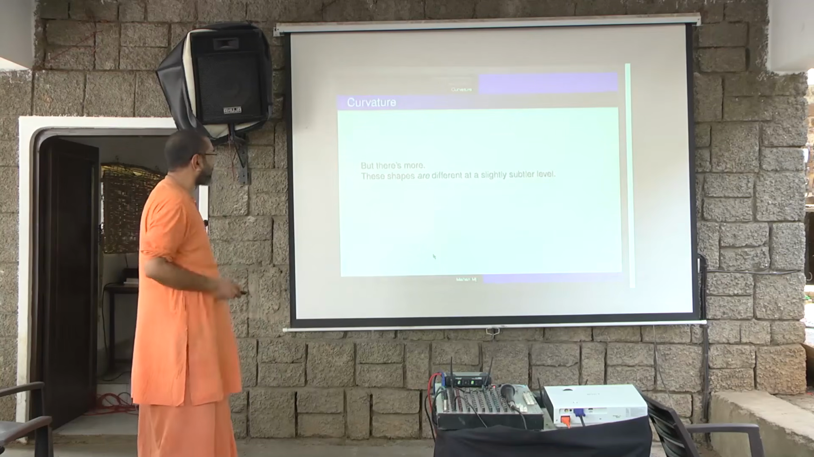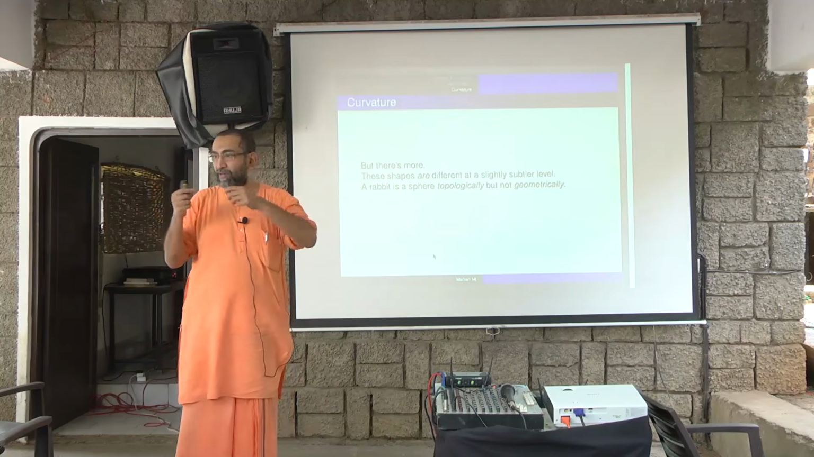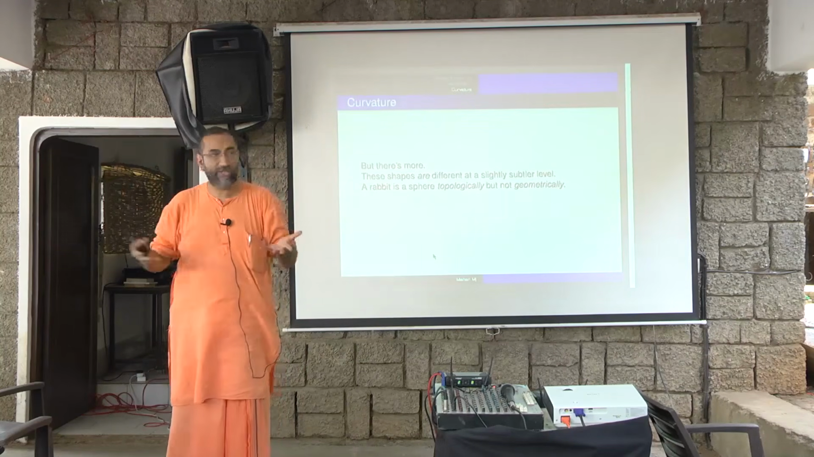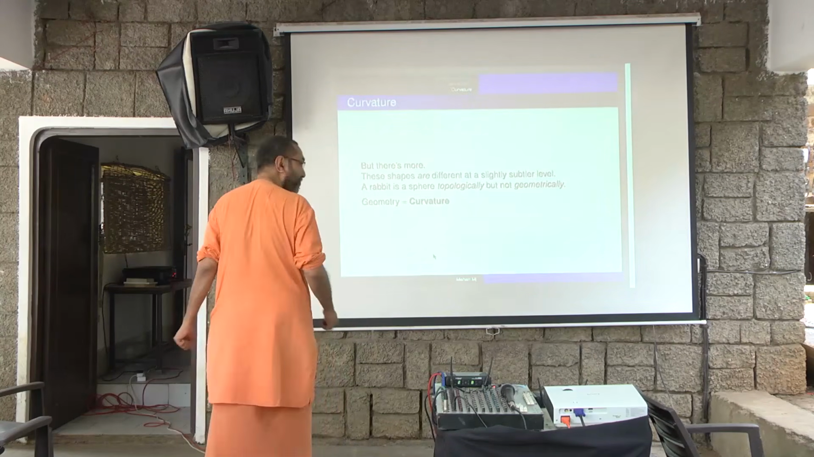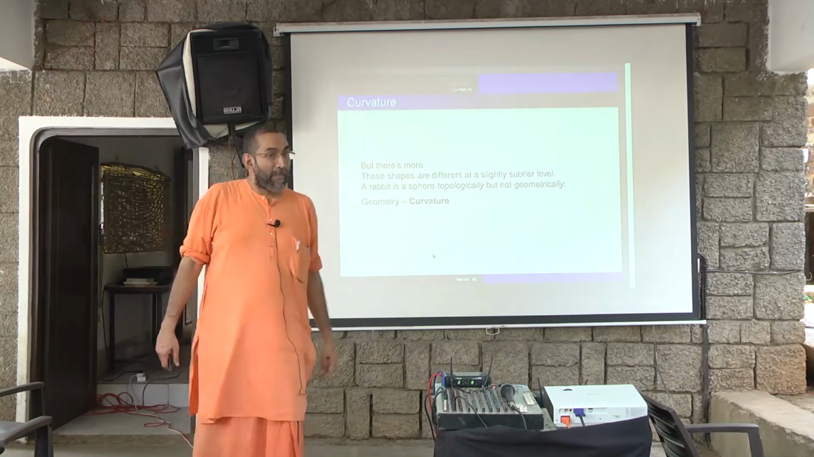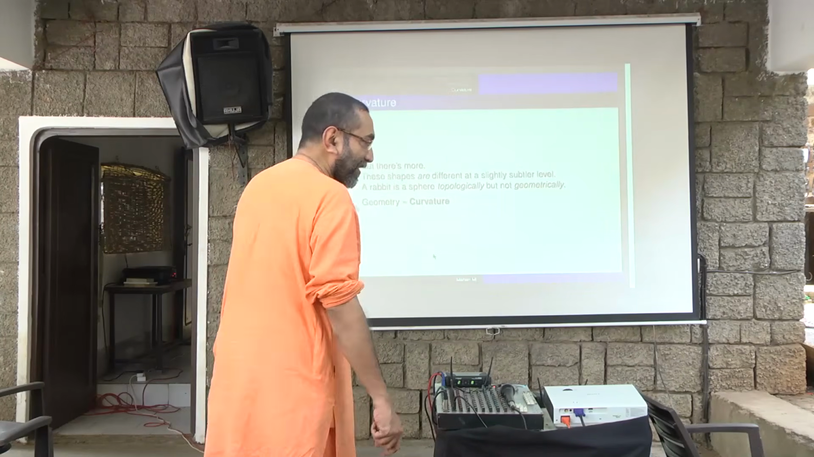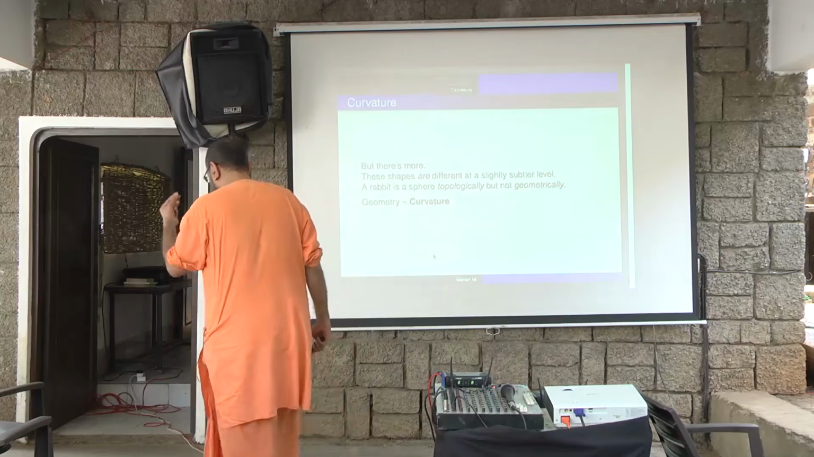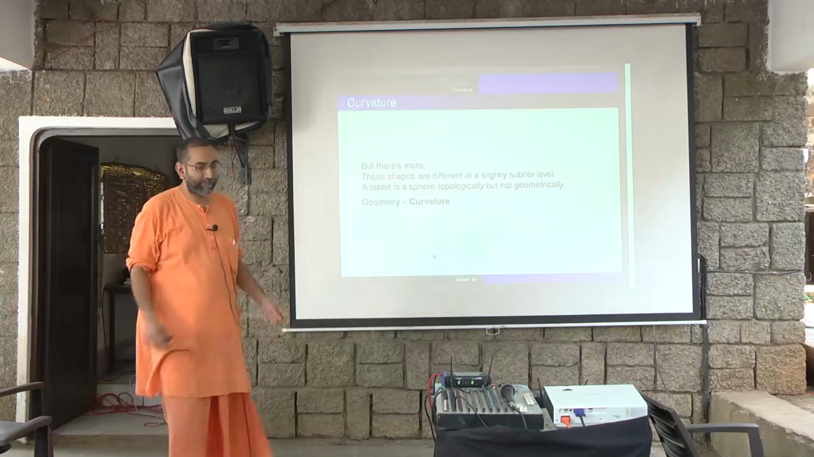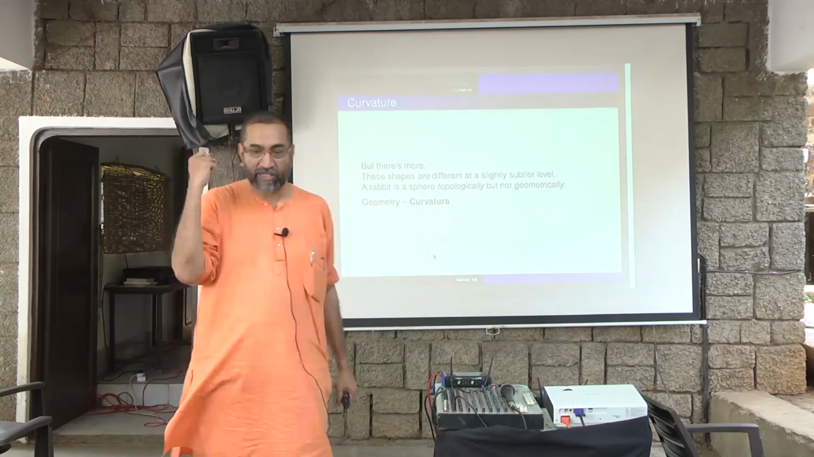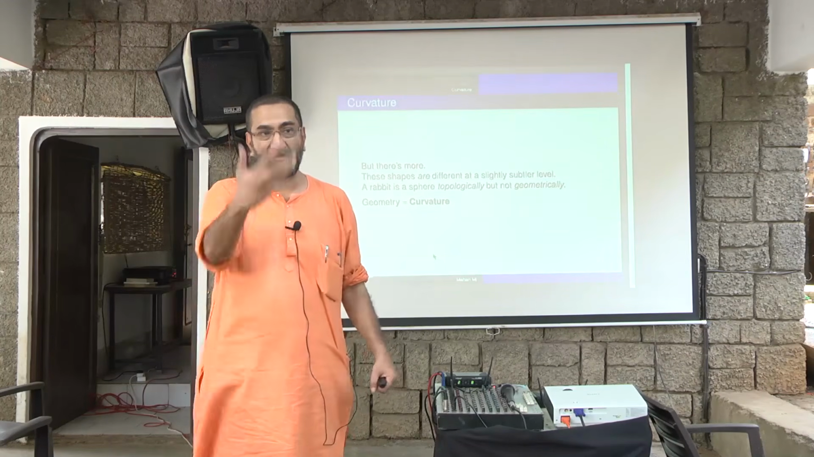These shapes are different at a slightly subtler level. A rabbit, where those ears you had removed the threads, that became a round sphere. So a rabbit is a sphere topologically, but not geometrically. A rabbit is a sphere of genus 0, a sphere with 0 handles attached. That's it. But what about the shape of the ear? I mean, it's pointed, right? It's not nice and round. Essentially, what we are going to distinguish is curvature, something that you can actually feel, not something you can see.